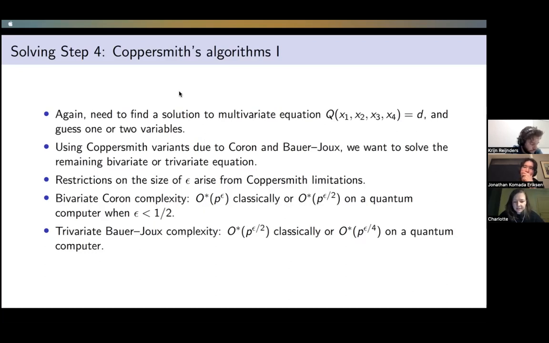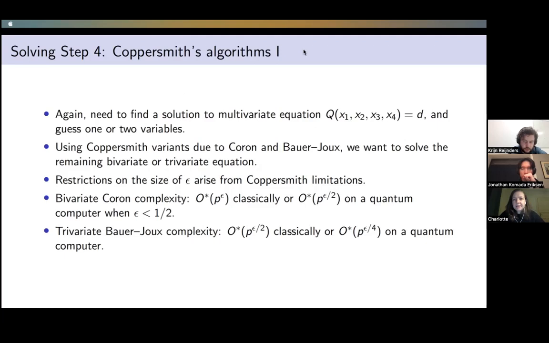For example, we're looking at a method by Coron, which also deals with bivariate equations. So this is an indirect comparison really to the Kornakia approach. And here we again guess two variables and then solve the remaining equation with Coron's algorithm. We also look at a version of the Coppersmith algorithm by Bauer and Zhu, where they look at trivariate equations, so we only have to guess one variable. We were interested in seeing how guessing more or working more with these equation solving algorithms interacts, and how we can get the best possible complexities for specific degrees of isogenies D.